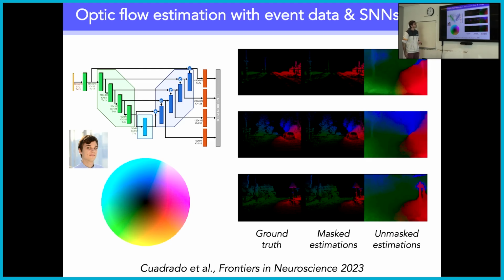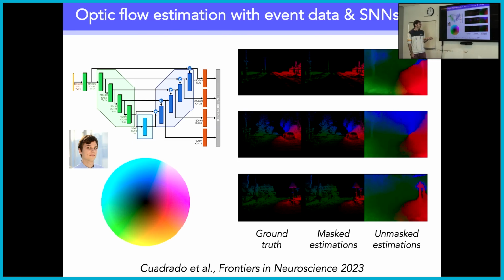And here you can see some, I don't know if you see well, but some estimation of the optic flow in the scene. So here as well, we had a spiking neural network with a U-shape architecture. And so you have the ground truth values. So here, each color represents the direction of the flow across time. The unmasked estimation are on the right, and on the middle, you have the estimation of the optic flow.